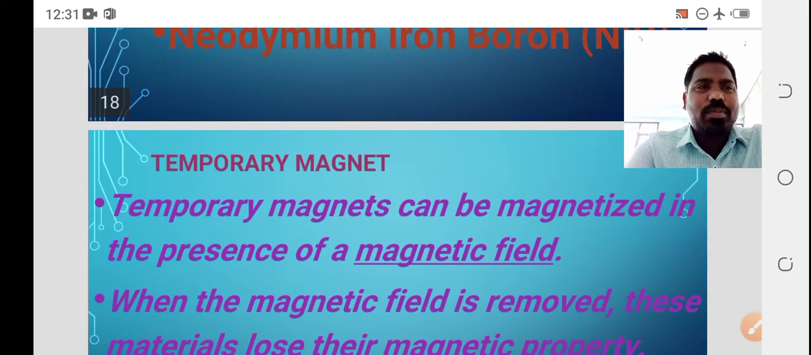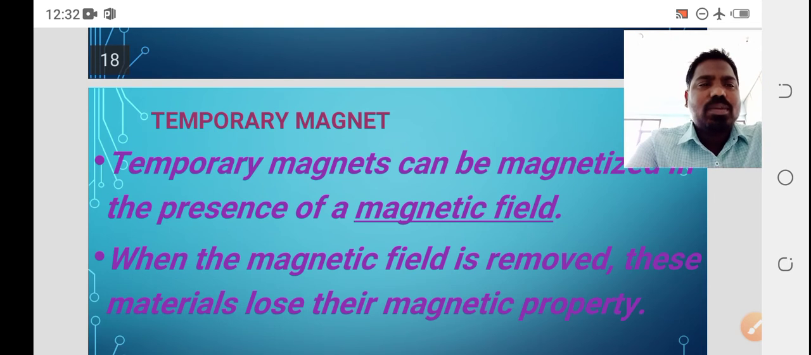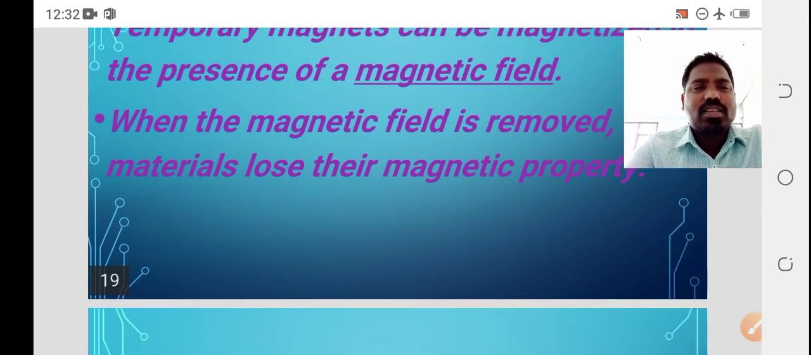Let's see another type of magnet, the temporary magnet. Temporary magnets can be magnetized in the presence of a magnetic field. When the magnetic field is removed, these materials lose their magnetic property. This is known as temporary. In the presence of the magnetic field, they behave like a magnet. In its absence, they act as a normal material. So that is a temporary magnet.